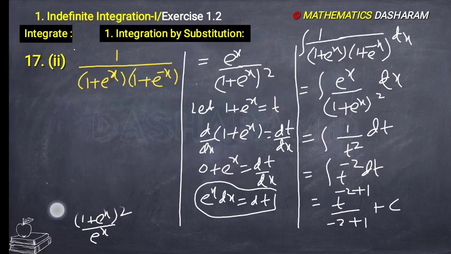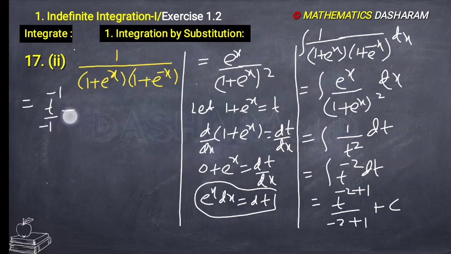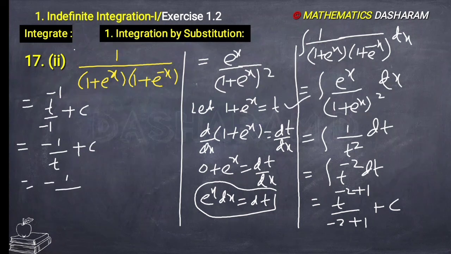So it is equal to t to the power of minus 1 by minus 1 plus c. So minus 1 can be written in the numerator, and t to the power of minus 1 will become 1 by t to the power of 1. T to the power of 1 means t itself, so plus c. So minus 1 by, here t value how much? 1 plus e power x, plus c is our required answer.